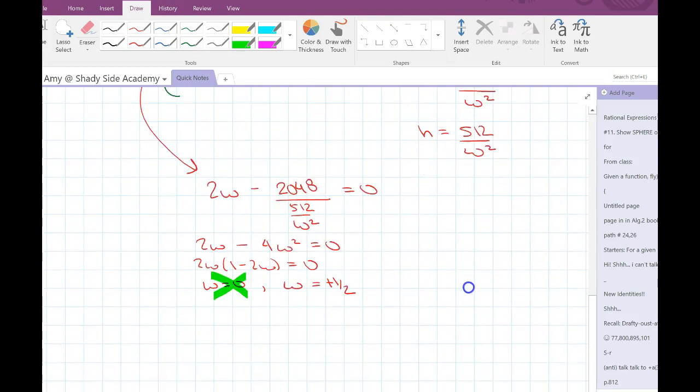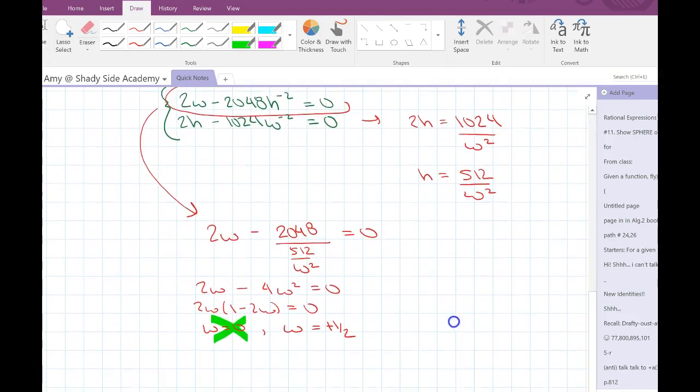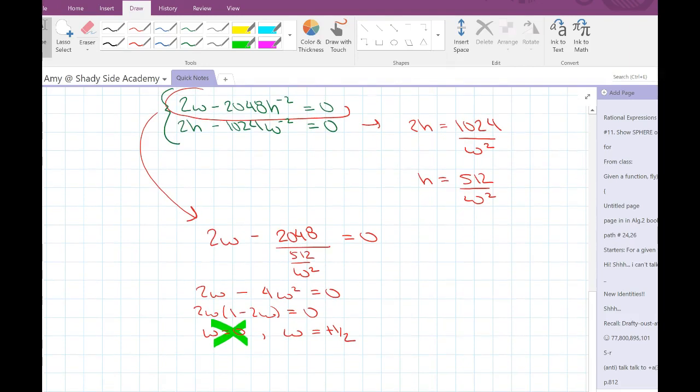Okay, and then the question is, when W equals 1/2, what does H equal? H will equal 512 all over 1/2 squared. This will equal, what, 2048? All right, just give me a second to check my algebra here.